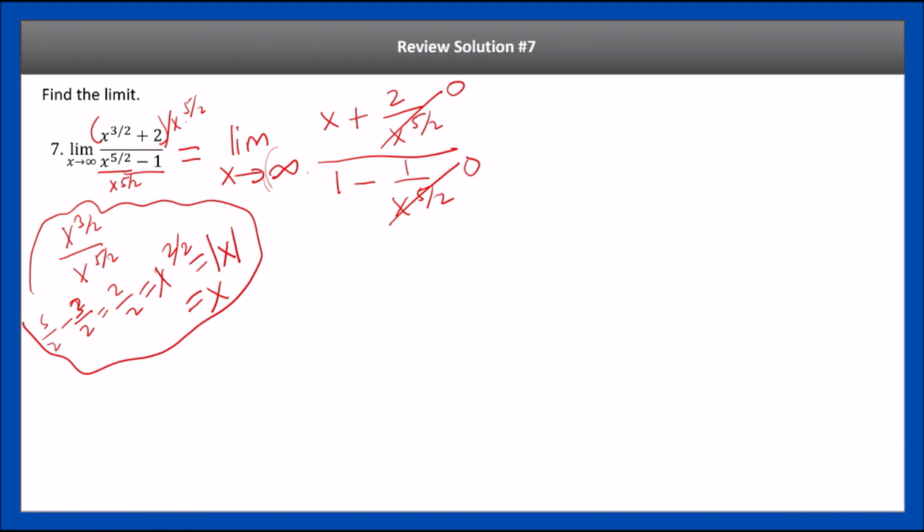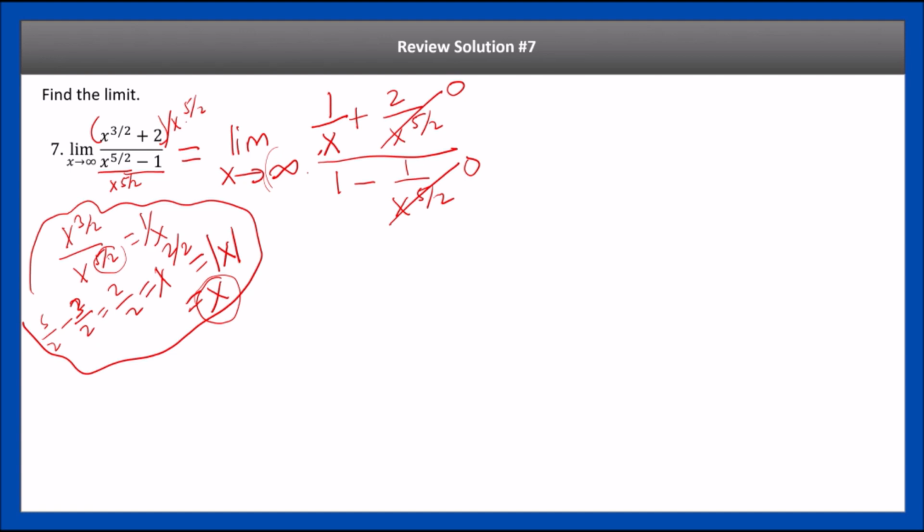Oh, I wrote x over here. This should say 1 over x. I apologize. So this is 1 over x because the highest power is in the denominator. So this becomes 1 over the absolute value of x, which is just 1 over x. So yeah, 1 over x, I apologize.